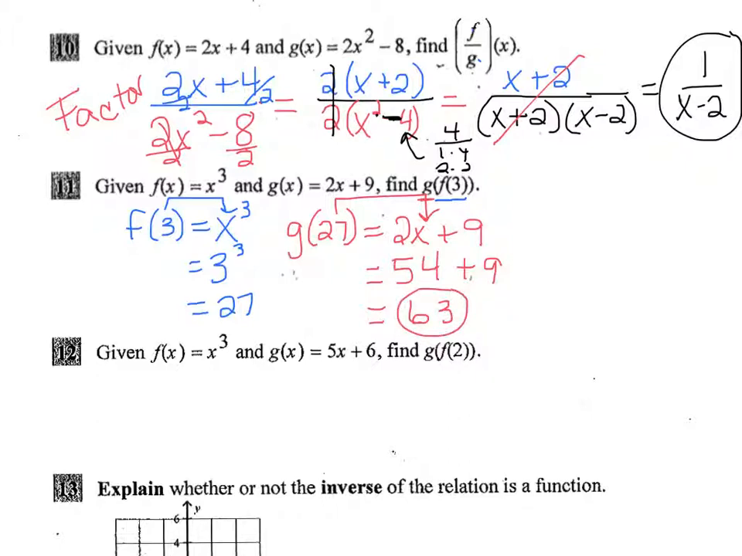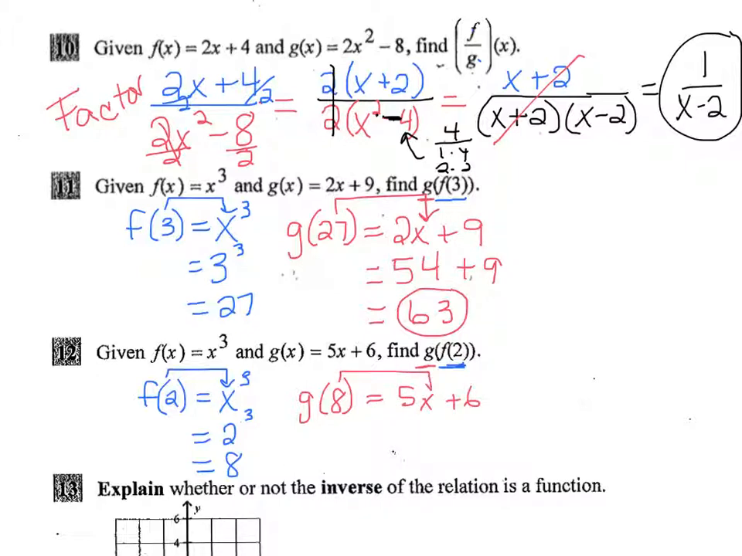All right, number 12 will be kind of similar. Let's start with the inside, f of 2. So into the f function, we're going to plug 2 in for x. So it's going to be 2 to the third, which is 8. We take that and plug it into the g function, so g of 8, which means we have to plug the 8 in to this for x. So that will be 5 times 8 plus 6, which is 40 plus 6, or 46.